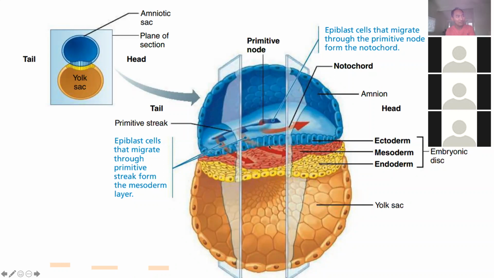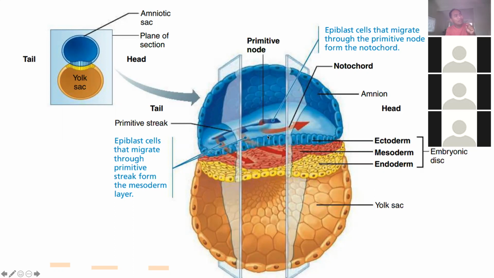And you can see three layers now: the ectoderm, mesoderm, and endoderm. Of course, this is the embryonic disc. This is the embryo; the human being will develop from these three layers. And this ectoderm is just spinning around inside.